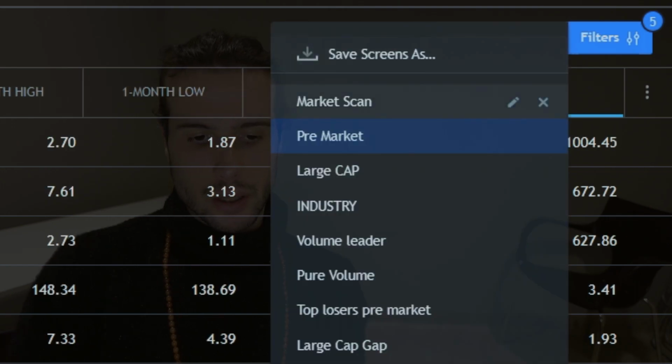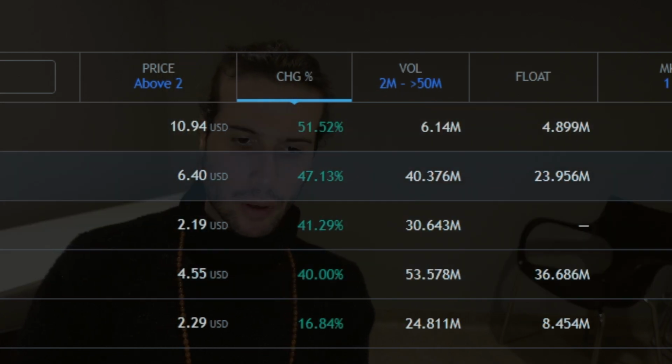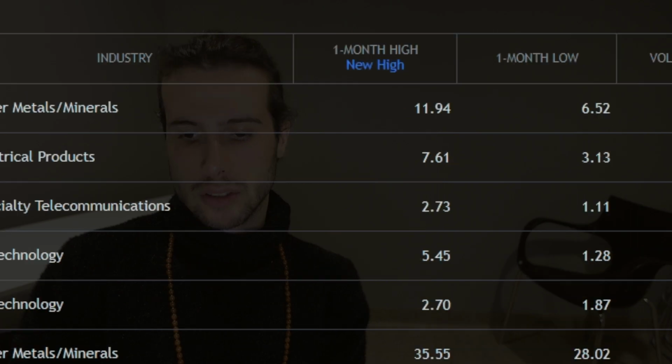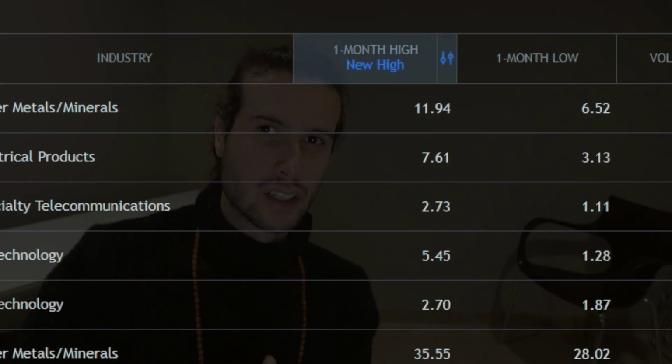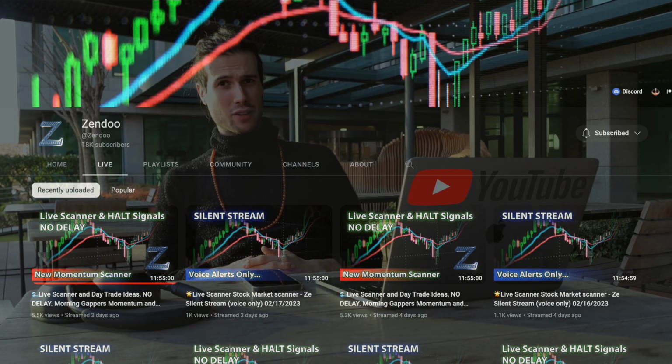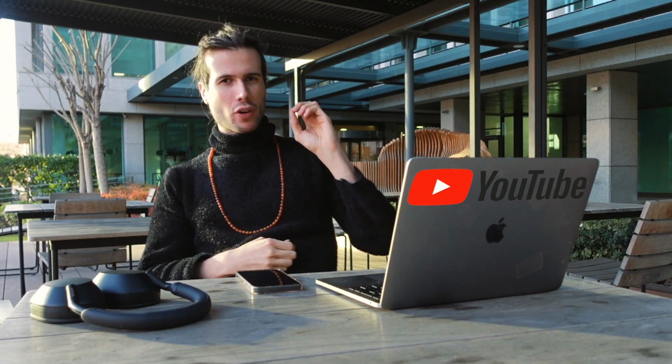And then for the market, I have a slightly different scanner. This time the price should be above 2, the volume has to be above 2 million, and I want the price to make a new 1-month high. If you want an easier method, just open YouTube and type in Zendo Live Scanner. The only drawback of this live scanner of Zendo is you need to be more careful with what stocks you can pick. I have to look for my own requirements.